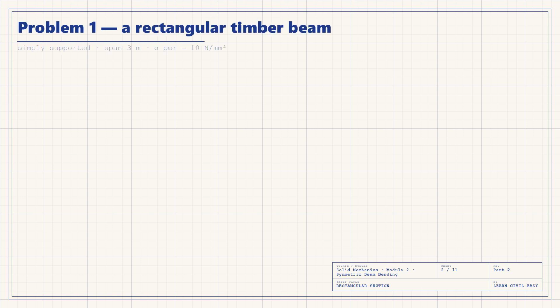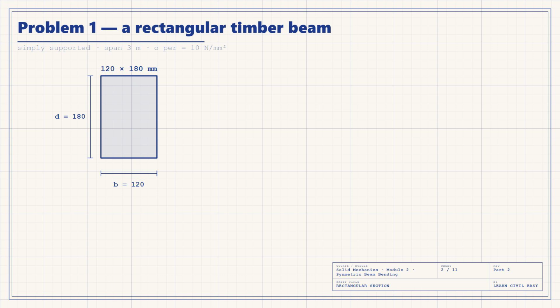Start with the simplest shape there is. A timber beam simply supported, span 3 meters. The section is 120 millimeters wide and 180 deep. The permissible bending stress is 10 newtons per square millimeter. Find the safe load. Step 1, the neutral axis. The section is symmetric, so it sits at mid-depth, 90 millimeters from either face, nothing to calculate.